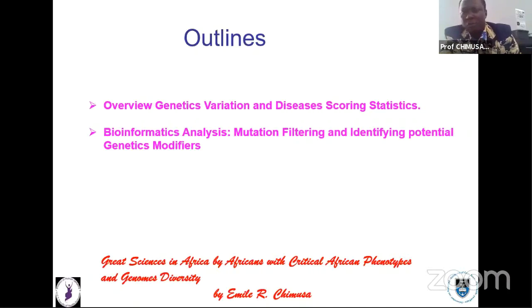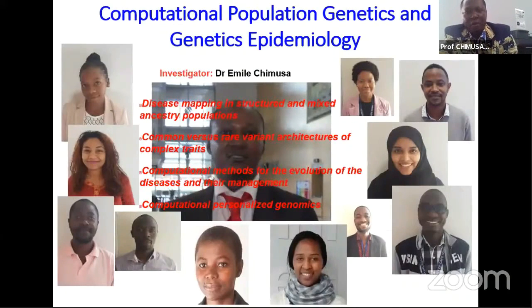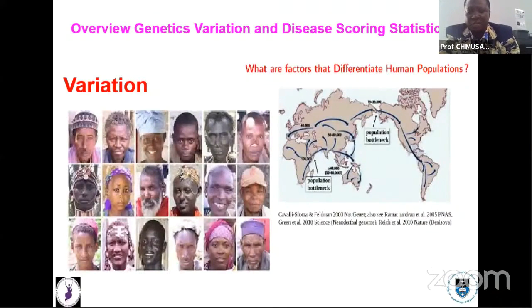I'll also be talking about disease scoring statistics, which is a kind of machine learning and artificial intelligence within the data science approach to understand genetic variations. I'll touch a little bit on bioinformatics analysis, which is an area where data science is also being applied. So this is a little bit of our African young people in my lab. My lab is computational population genetics and genetic epidemiology, which is based here in South Africa in Cape Town, at the University of Cape Town, in the Department of Pathology and Division of Human Genetics.